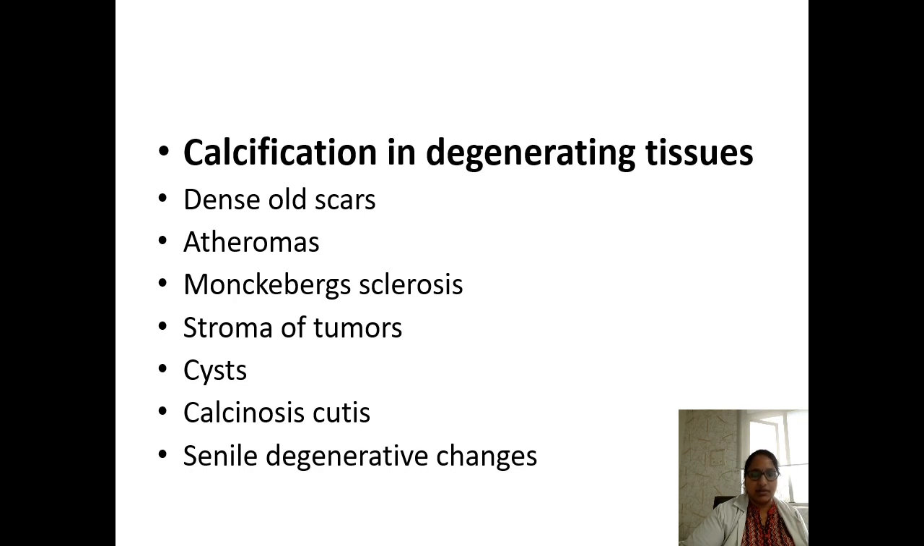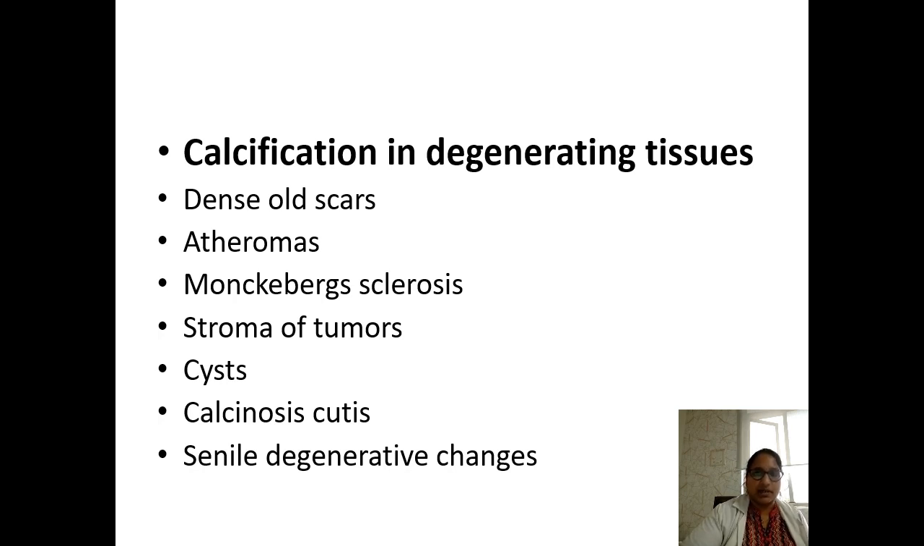The sclerosis occurs in the tunica media of the vessel wall. That is, the calcification will be occurring inside the vessel wall. It is called Monckeberg's medial calcific sclerosis. Calcification may also occur in the stroma of some tumors, cysts, or calcinosis cutis. It can also be a part of senile degenerative changes. Calcinosis cutis occurs just under the skin.